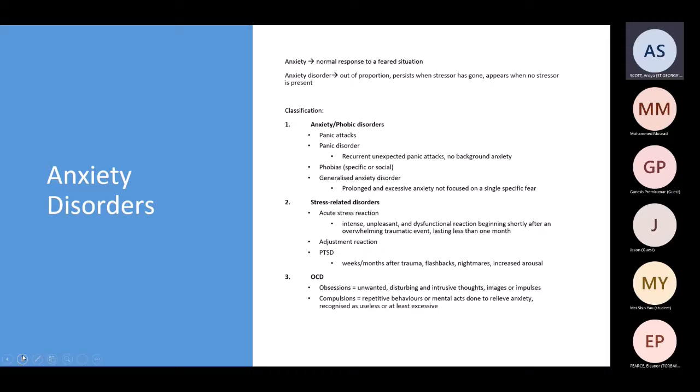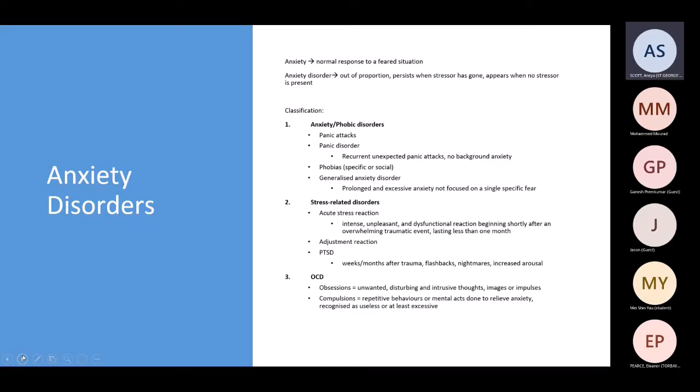That category includes things like panic attacks and panic disorder, where you have recurrent unexpected panic attacks with no background anxiety. Phobias, which can be of specific things, or a social phobia, or your generalized anxiety disorder, where you've got prolonged excessive anxiety that's not focused on one specific thing. So that's your first category.